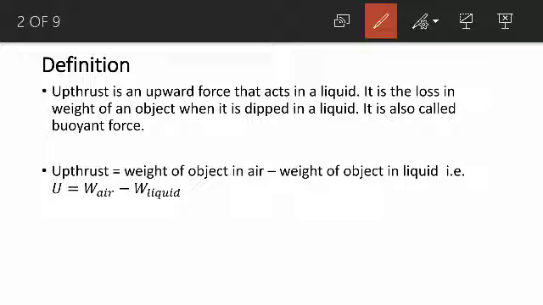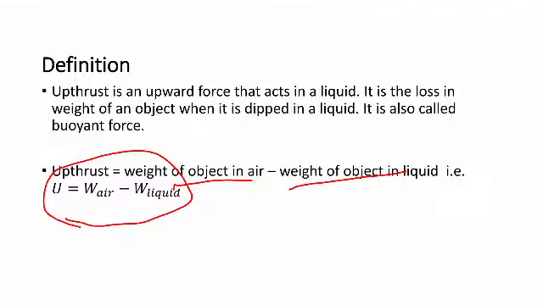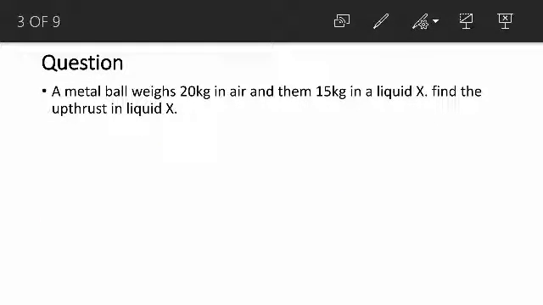So you can see a formula here: upthrust is equal to the weight of the object in air minus the weight of the object in the liquid. That is to say, the object's weight in air is different from its weight in a liquid, and that loss in weight is called what? Upthrust.